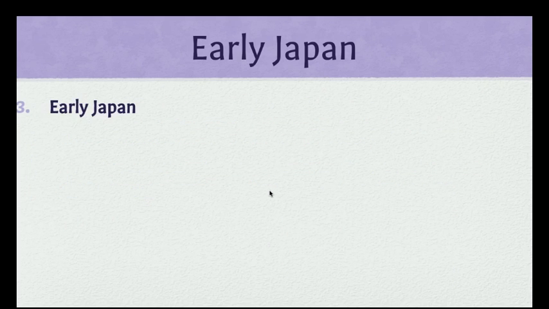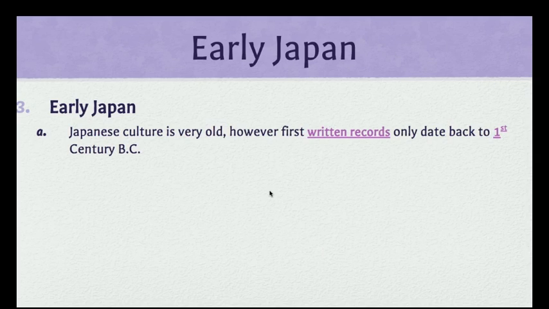All right, early Japan, a little bit about their culture here. The Japanese culture is very old. However, first written records only date back to the 1st century BC. So we're talking a little over 2,000 years ago. Again, the Chinese culture in comparison, we've got records that date back almost 4,000 years. So a big difference there.